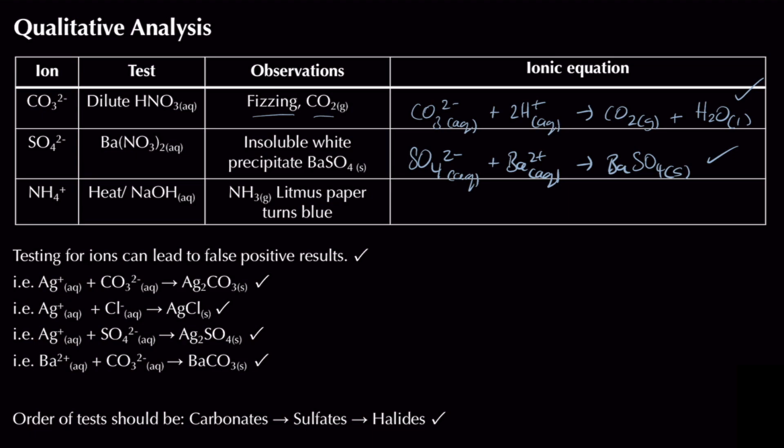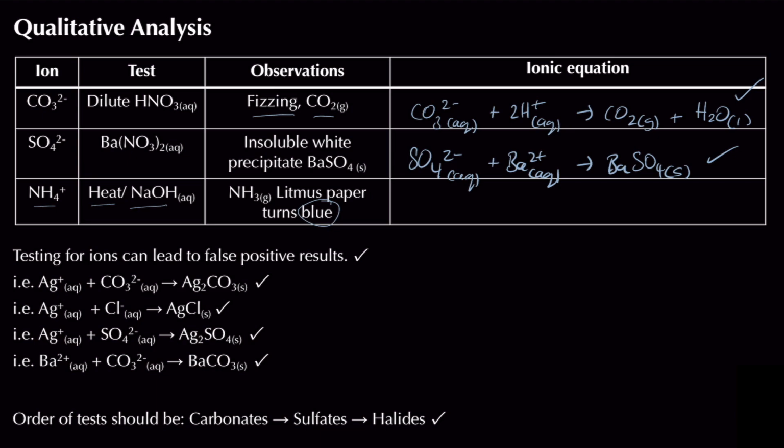If you were to look at the next one, you would test for ammonium ions by heating with sodium hydroxide. You'd put a bit of litmus paper in water to make it damp, and then wave that litmus paper over the test tube, and if that red litmus paper turns blue, you know you've got ammonia gas being produced.